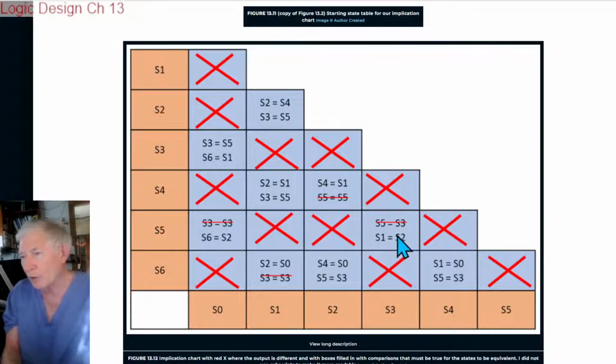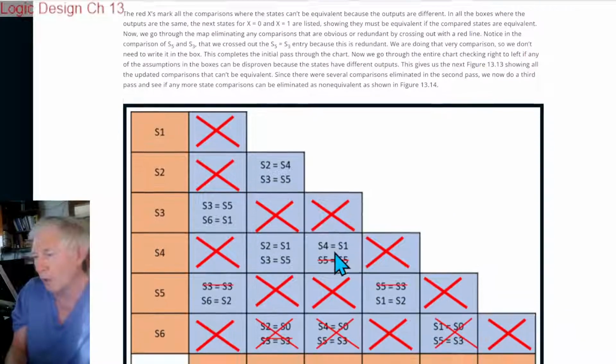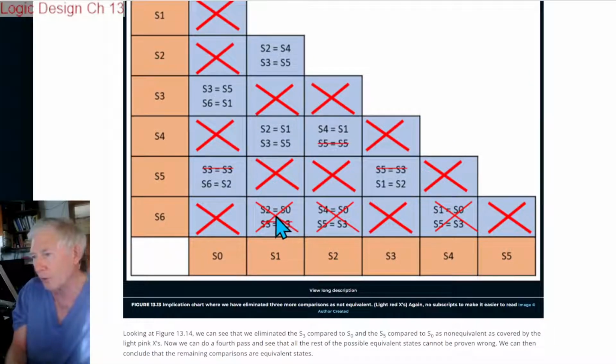How about 1 and 2? Possible. Yeah, 1 and 2, possible. How about 1 and 0? 1 and 0, not possible, so we cross this square out. So now we've crossed out some more squares, and now it looks like this. We crossed out this one, and this one. Right. And we still have these. Now we check it all again.